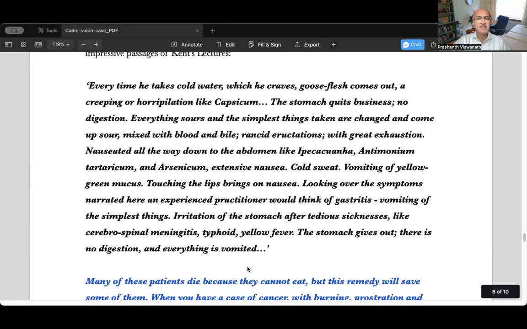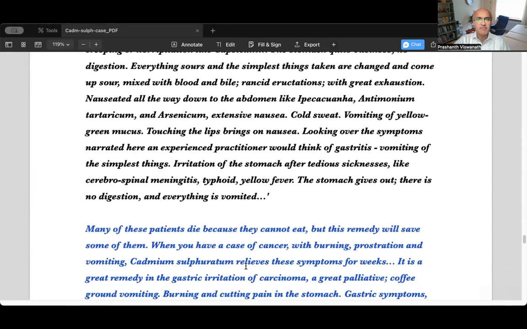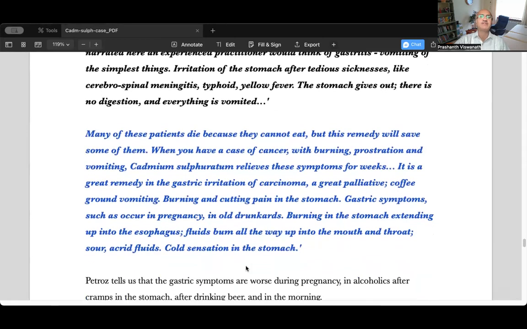Further, gastric irritation, we already talked about it, but what Vithoulkas says is that this is a remedy which can actually save many people, and this is why it is important to know this remedy. And he says, when you have a case of cancer with burning, prostration, and vomiting, cadmium sulfuricum relieves those symptoms for weeks and months, actually.